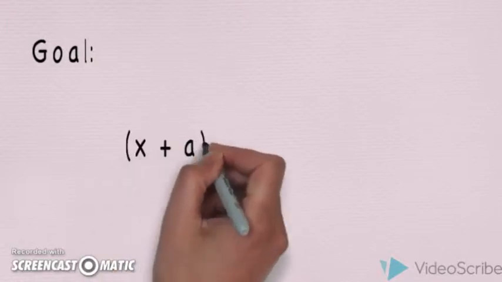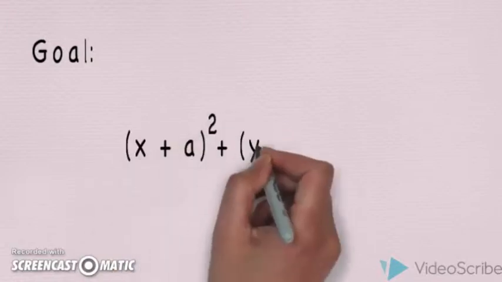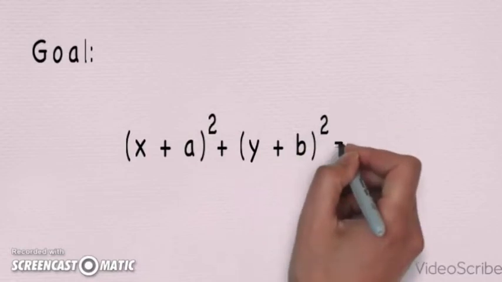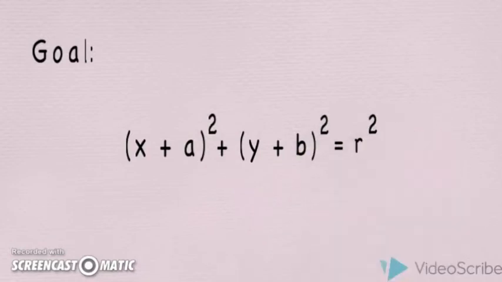The general goal of completing the square is to take any 2-degree equation, in our case with 2 variables, and convert it into this standard form. We'll see how this will be helpful to us later on, or you might already recognize this form and its benefits.